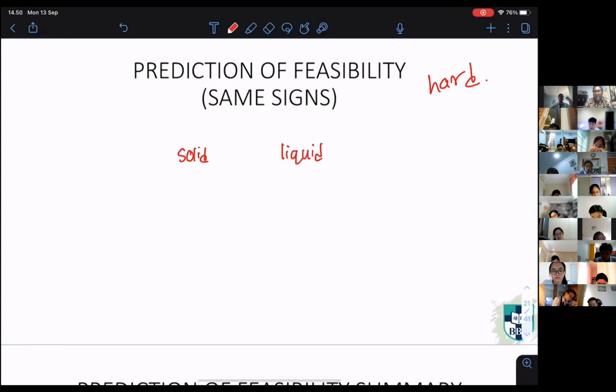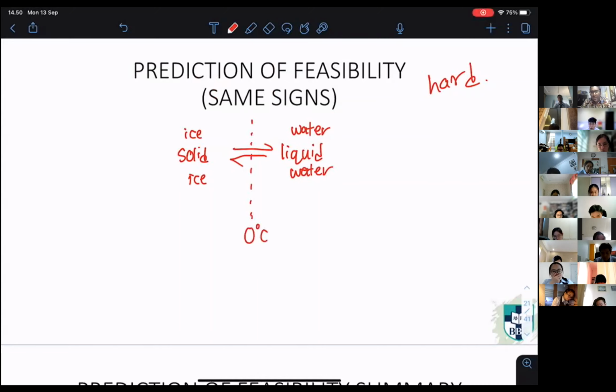This is very, very important, and very easy to visualize. Ice and water as an example. Since I'm using H2O, let's say the temperature is 0 degrees Celsius. So ice can change into water. When ice changes into water, delta H must be positive.